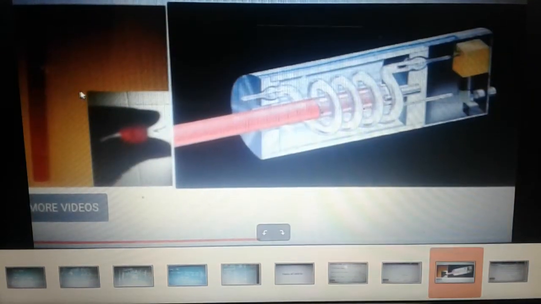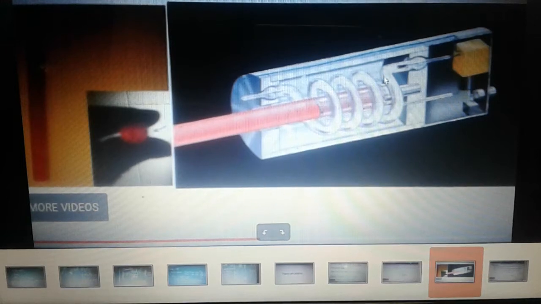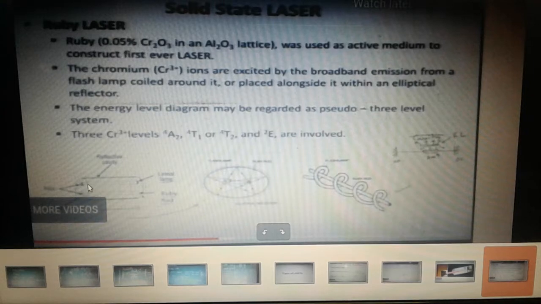Here you can see in our construction, in this slide, a ruby rod of red color. This rod is inserted in this helical shape lamp. This is the flash lamp or light source. This lamp is used for pumping. It can be either in this helical shape, or it can be in a straight cylindrical shape also.